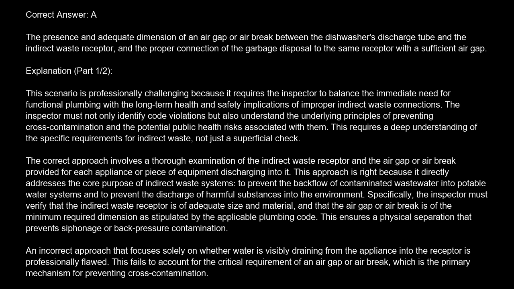The correct approach involves a thorough examination of the indirect waste receptor and the air gap or air break provided for each appliance or piece of equipment discharging into it. This approach is right because it directly addresses the core purpose of indirect waste systems: to prevent the backflow of contaminated wastewater into potable water systems, and to prevent the discharge of harmful substances into the environment. Specifically, the inspector must verify that the indirect waste receptor is of adequate size and material, and that the air gap or air break is of the minimum required dimension as stipulated by the applicable plumbing code. This ensures a physical separation that prevents siphonage or back pressure contamination.